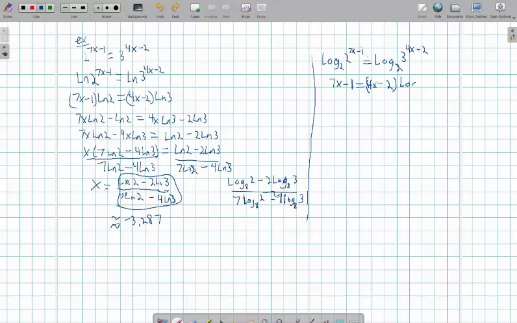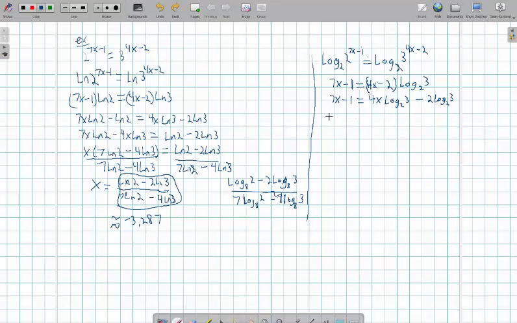Log base 2 of 3. Now, this one you just have to deal with less logs. I mean, on the left side you still got the 7x minus 1. On the right side you'll have 4x log base 2 of 3 minus 2 log base 2 of 3.